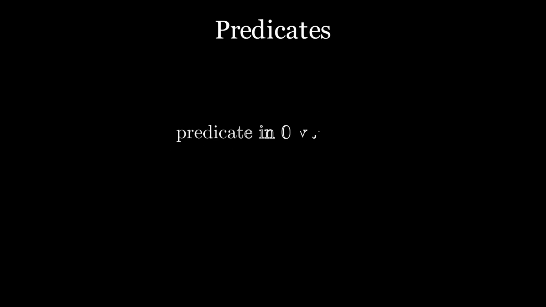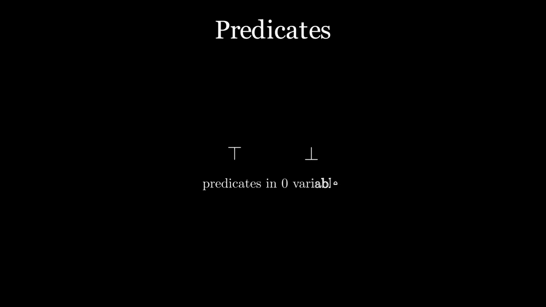A predicate in 0 variables is just a proposition. There aren't any sets you need to specify. A predicate in some variables can always be thought of as a predicate in more variables. So for example, true and false can be thought of as predicates in any number of variables. The variables don't need to appear in the expression, but we must count every variable that does appear, excluding bound variables.